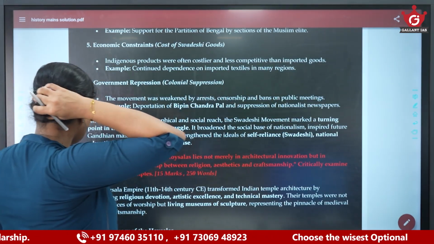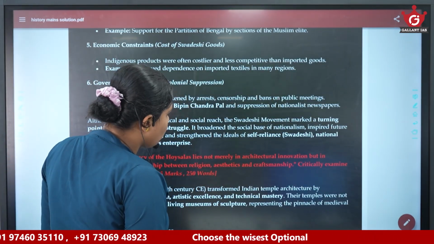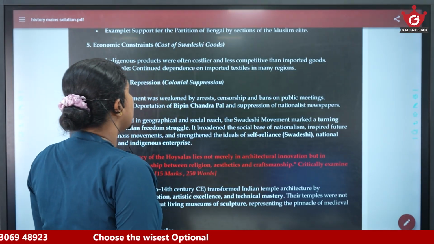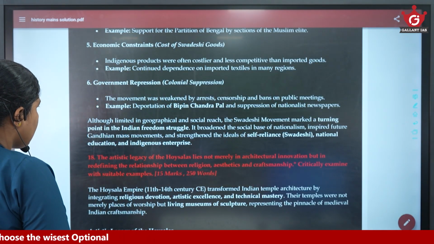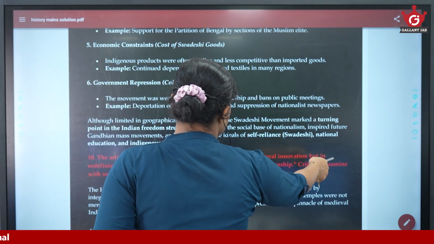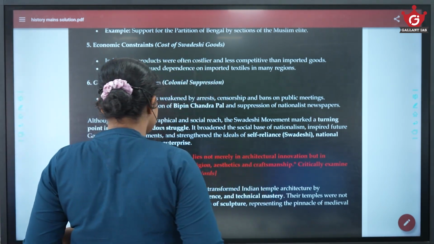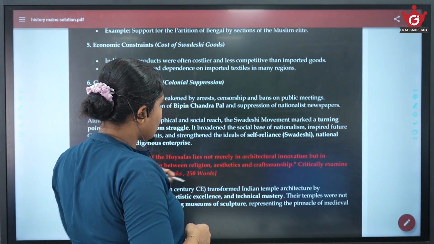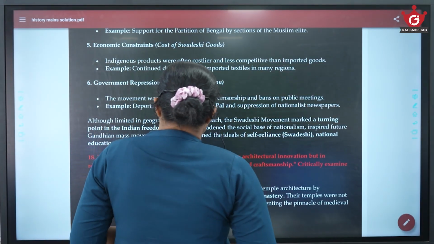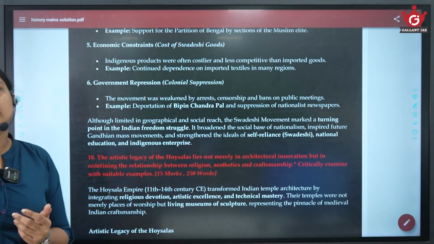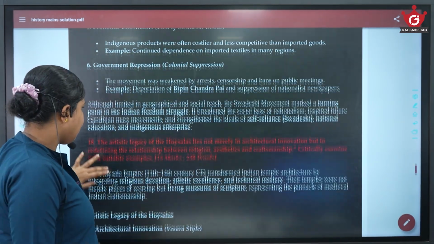Okay. Although limited in geographical and social outreach, Swadeshi movement marked a turning point in the Indian freedom struggle. It broadened the social base of nationalism, inspired future Gandhian movements and strengthened the ideas of self-reliance, a keyword. National education and indigenous enterprise, and you can conclude this answer effectively.